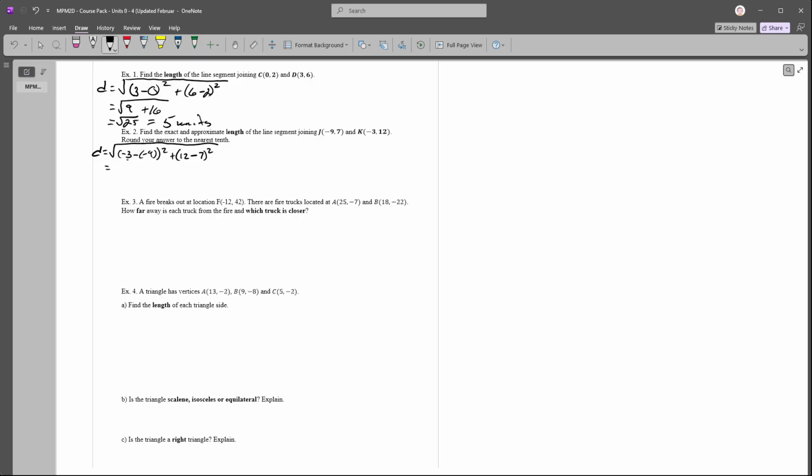Let's bring our line across. So this is equal to negative 3 minus negative 9. So that's the same thing as plus. So negative 3 plus 9 is 6 squared. 6 squared is 36. Plus 12 minus 7, that's 5. 5 squared is 25. So if we add those up together, we get the square root of 61.